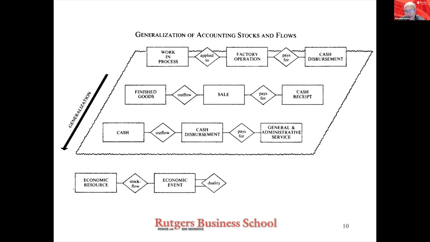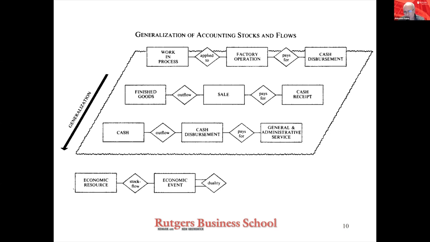If I were to take it a little bit further, there is another consideration which is mentioned in this paper and in the subsequent paper, and may not be spelled out as explicitly as what I just said. Here, when I was talking about duality and inflow outflow, I started with a single economic event, like sale. I'm looking at sale and I say, on the one hand, you have this stock flow relationship with the resource. On the other hand, you have a duality relationship with another economic event.